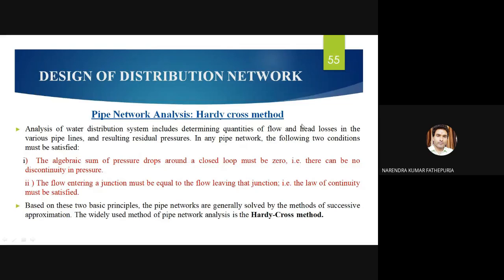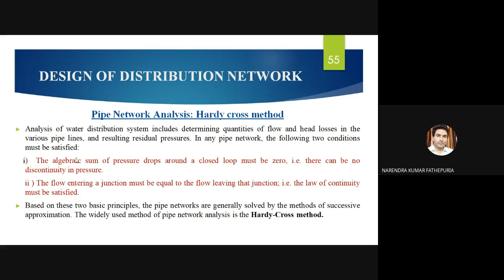Now, for the quantities of flow and head losses in the various pipelines and the resulting residual pressures in any pipe network, the following two conditions must be satisfied. Talking about the Hardy-Cross method, there are two conditions. Number one, the algebraic sum of pressure drops around a closed loop must be zero. There can be no discontinuity in the pressure. Number two, the flow entering a junction must be equal to the flow leaving that junction. The law of continuity must be satisfied. So Q in is equal to Q out, A in into V in is equal to A out into V out.